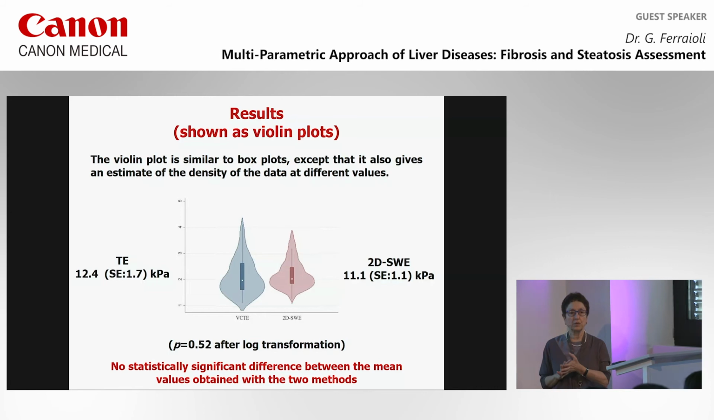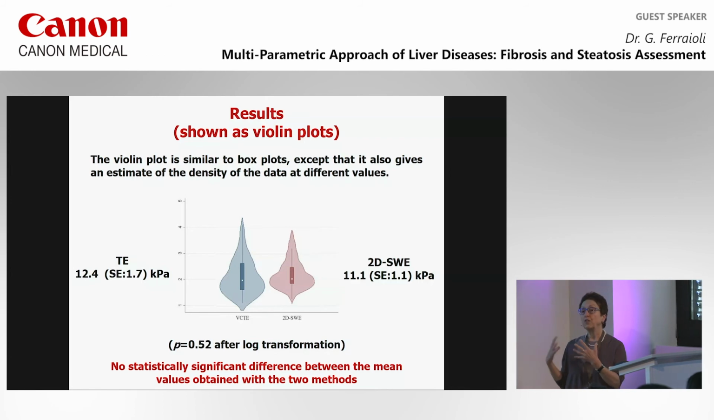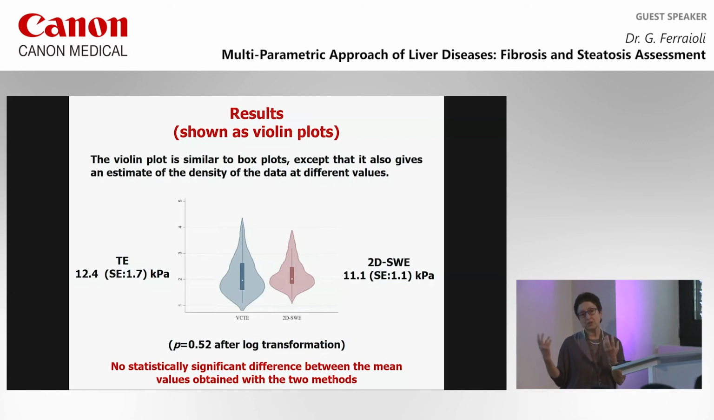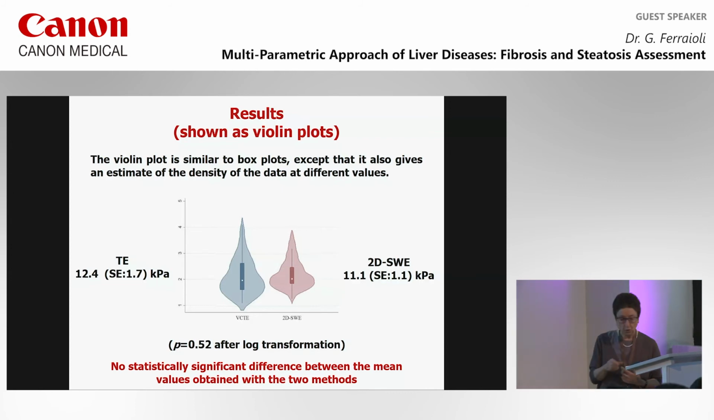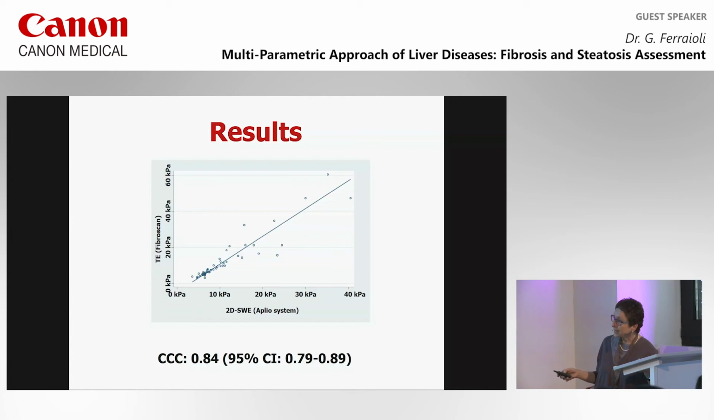They are shown using the violin plot, which is also an estimation of the density of the data at different values. And as you can see, there was no statistical difference between the values obtained with transient elastography and those obtained with two-dimensional shear-wave elastography. And the concordance was an excellent one, 0.85.